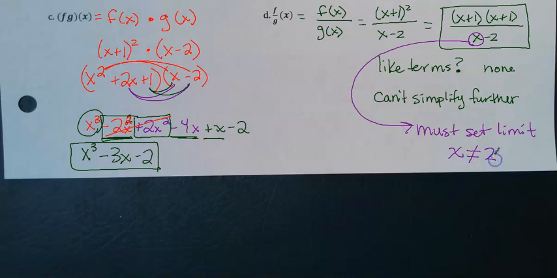X cannot equal 2. Okay, because if we had x as 2, we would have 2 minus 2 equals 0. Our denominator would be 0. That cannot happen. So this is our answer, and we have to set the limit at x is not equal to 2 as part of that. So if you can't simplify it, always check to see if you can set a limit for it.